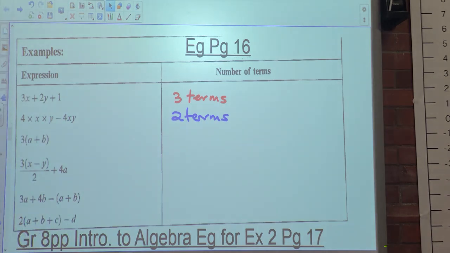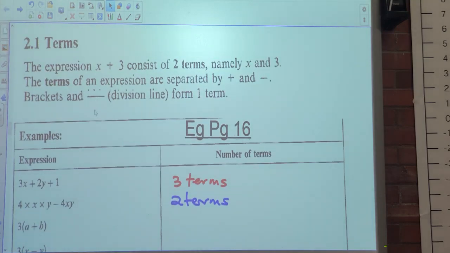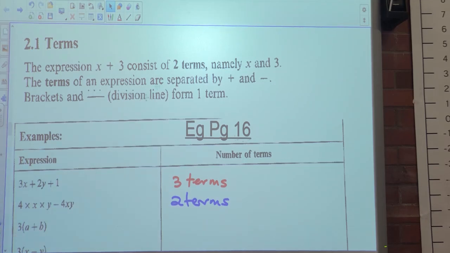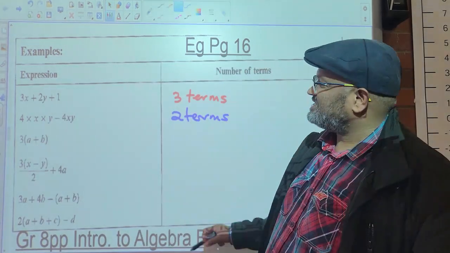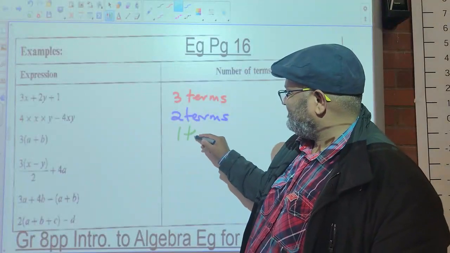People, the next one. We've got 3 into A plus B. I think it's 1. It's 2. Why 1? Why 1 term? Because of the bracket. The bracket here. Let's read again the definition. The terms of the expression are separated by positive and negative signs. Brackets and division lines form 1 term. So how many terms are here? 1, yes. Look, it is so confusing. No, this is easy. Easily confusing. Yes, okay. 1 term.